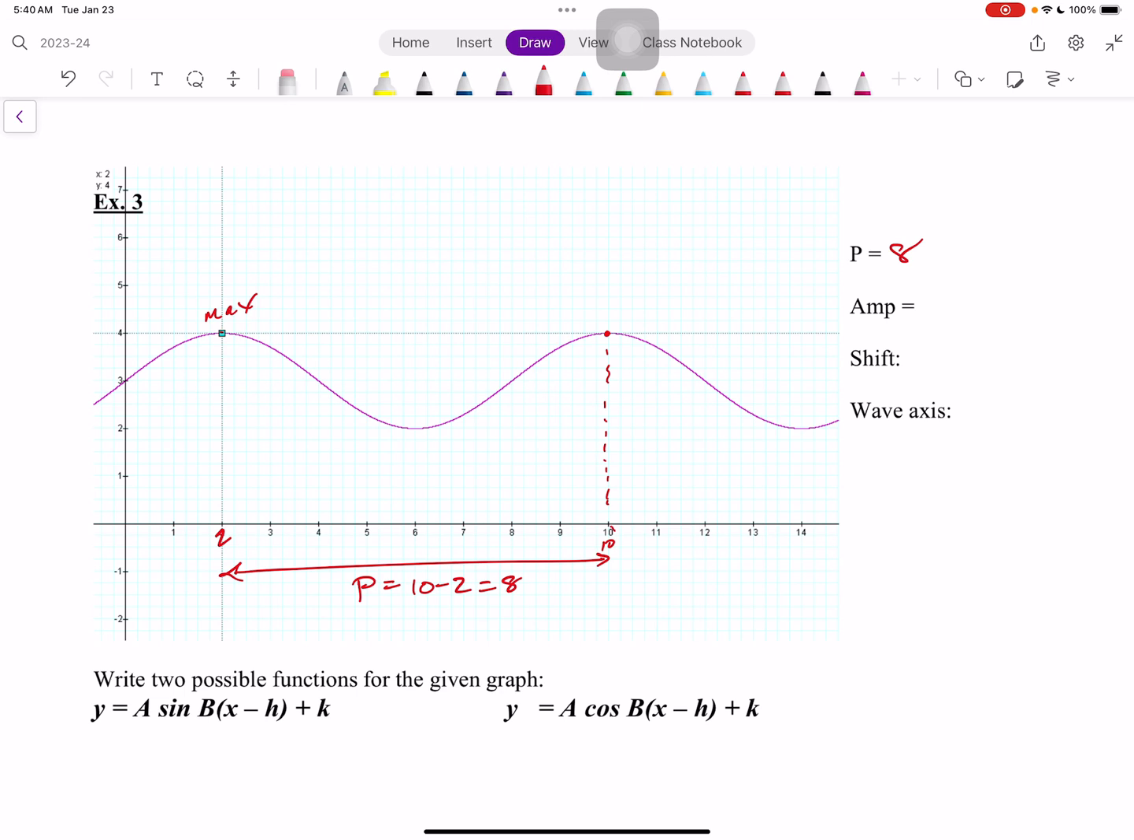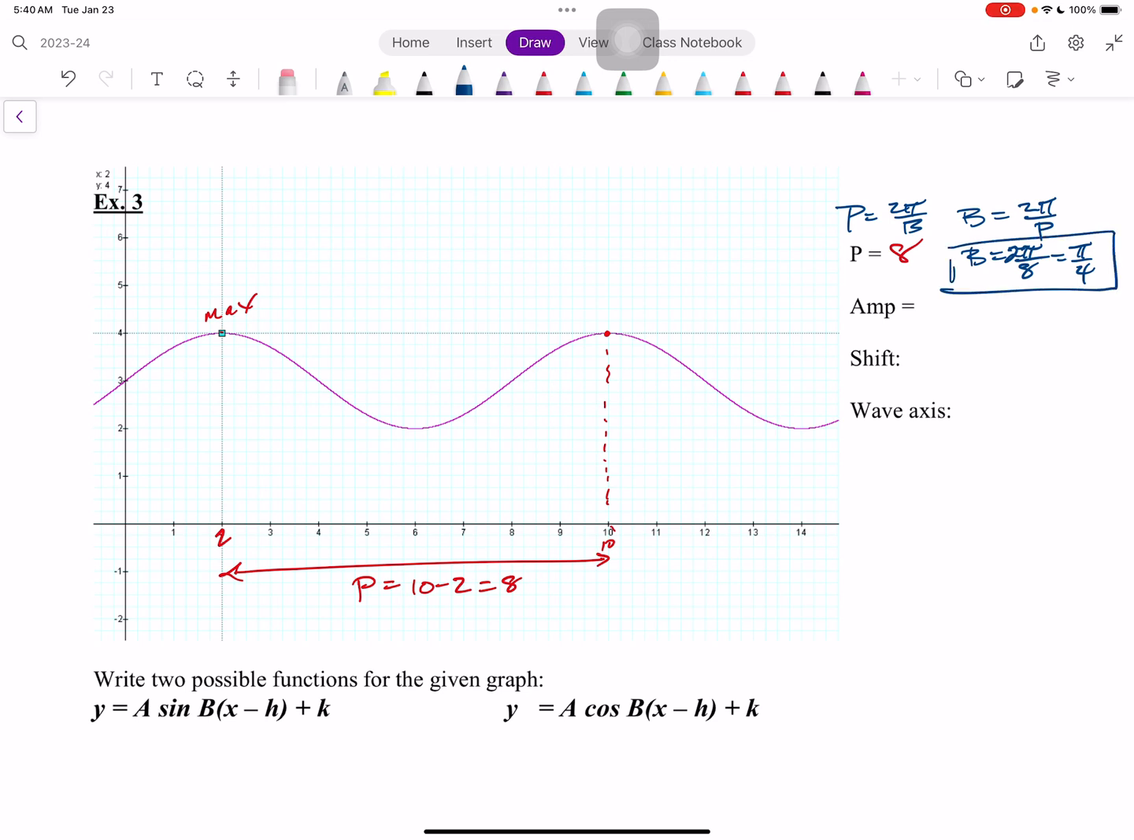Okay. So now that I know the period is 8, I can find b. So if the period is 2 pi divided by b, that means that b is 2 pi divided by the period. So this gives me b is equal to 2 pi divided by 8. You reduce 2 eighths, you get a fourth. So you get pi fourths. So b is pi fourths. So keep that in mind.